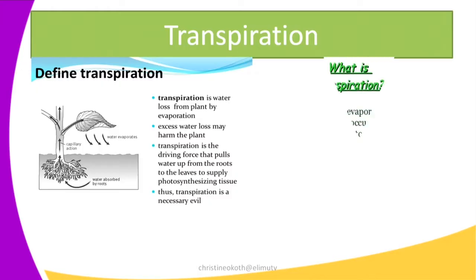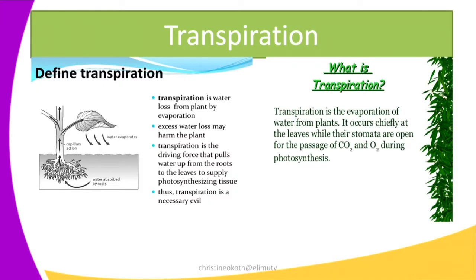So let us define what transpiration is. Transpiration is the loss of water from plants by evaporation. So evaporation is simply the loss of water by the plants. It normally occurs at the surface of the leaf because that is where you find the stomata. Excess water loss may harm the plant.